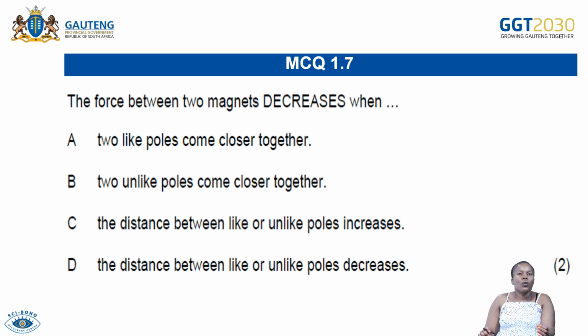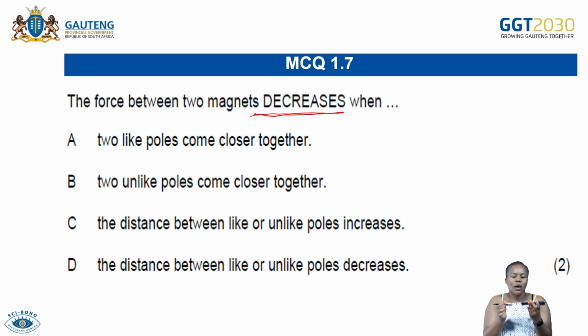Multiple choice question 1.7. The force between the two magnets decreases. When does the force decrease? Let's imagine you've got this as one magnet and this as your other. As you try to pull them closer to each other, the distance decreases and the force increases between them.